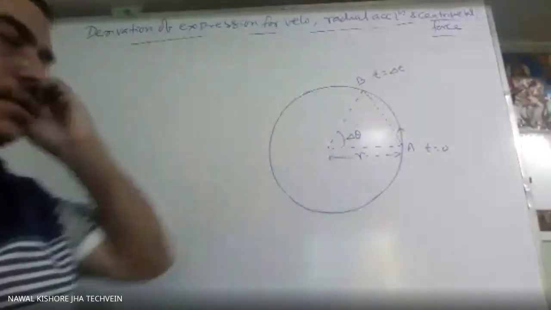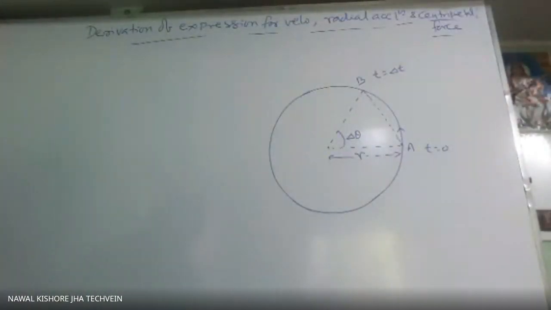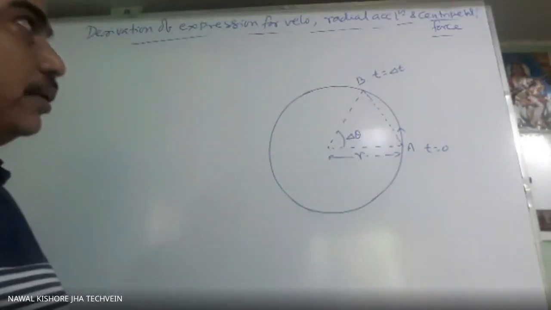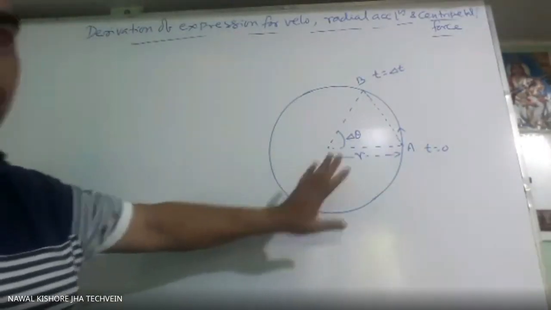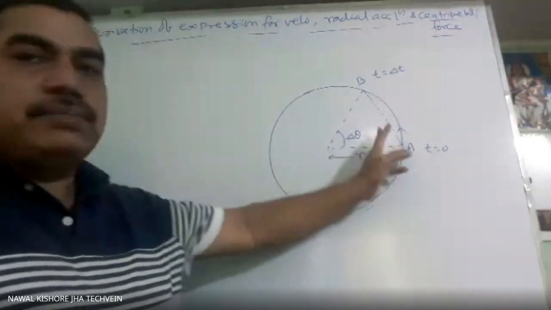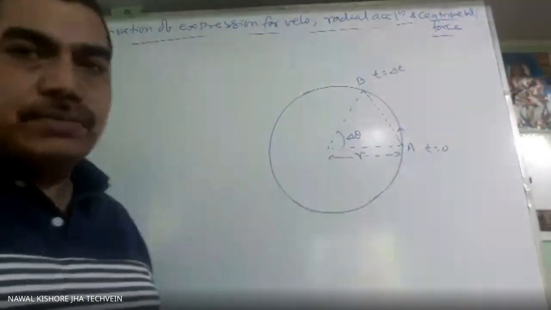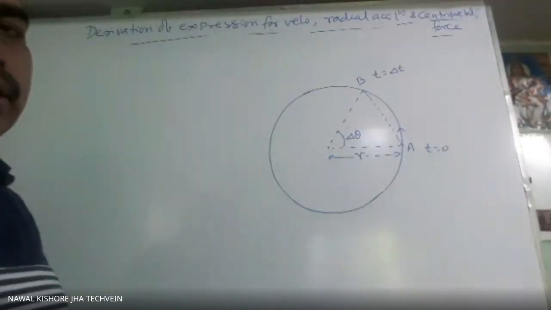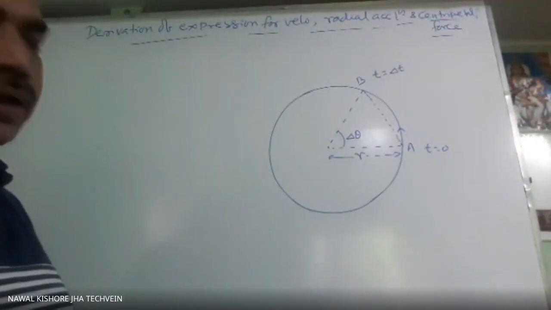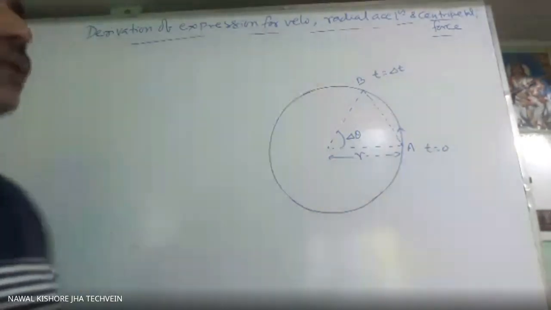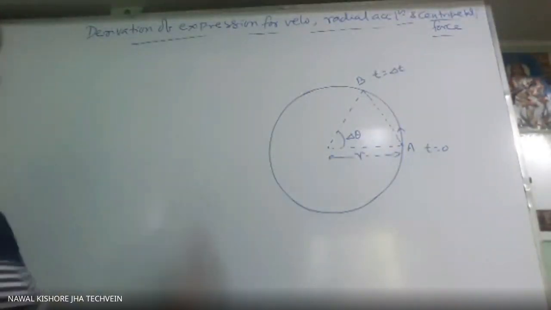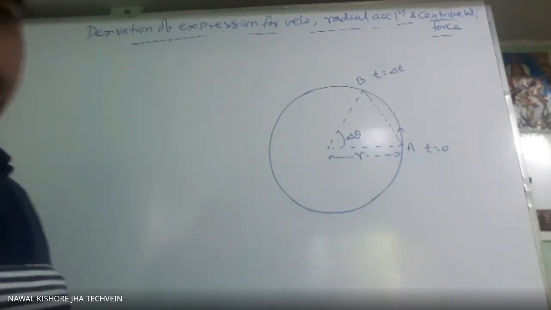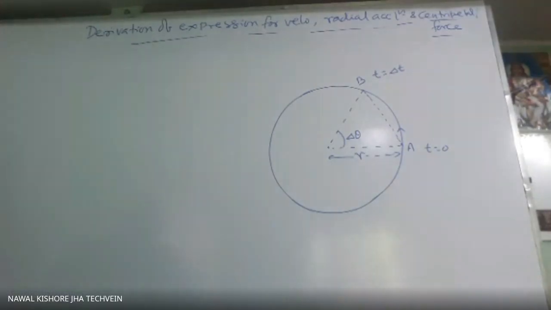Along this circular path of radius r, here we are going to find the average velocity, the instantaneous velocity, and after that the radial acceleration or centripetal acceleration, and then centripetal force. This derivation is asked in exams, sometimes as a 5 marks question.